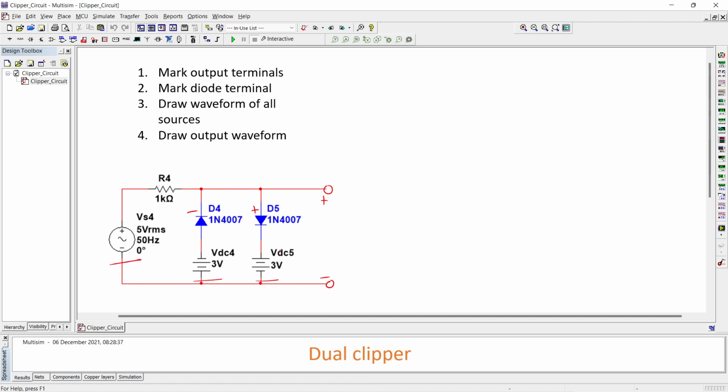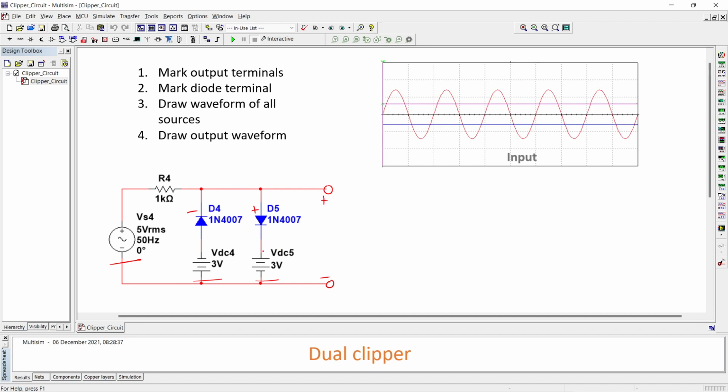So in step number 3, draw the waveform. This battery's positive terminal is facing the output positive terminal. So its waveform will be on positive side, and this battery's negative terminal is towards the positive terminal of output. And that is why its waveform is on negative side. Now we'll go for step number 4, and in that we need to draw the output waveform. So we'll start moving right hand side.